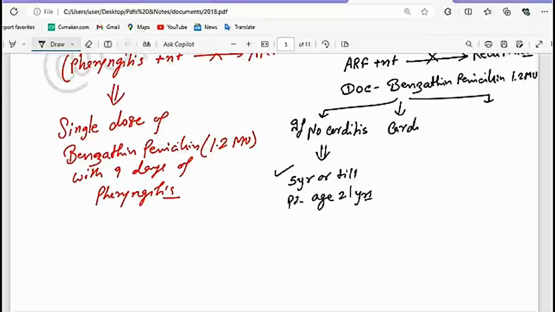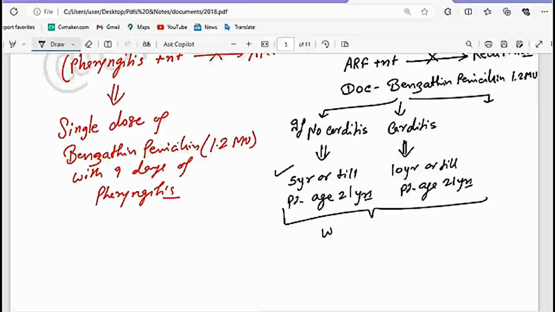Then if the patient has carditis, what will we do? 10 years, or till the patient is 21 years. If no carditis, it is 5 years or till the patient's age is 21 years. Whichever is the longer duration, we will give it accordingly. So we can write here: whichever is of longer duration.